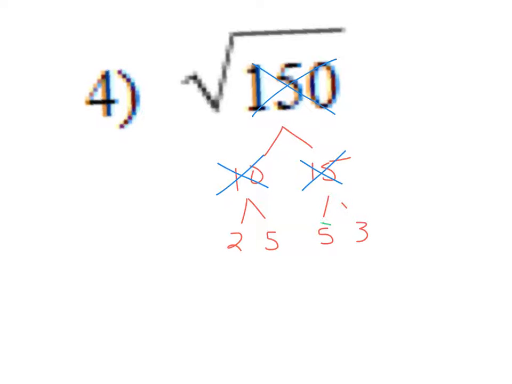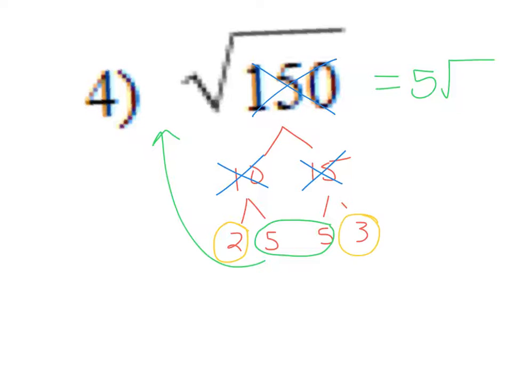So now I'm looking at this. The 5s pair up and move to the outside. Okay, so I have a 5 on the outside. Now on the inside, I still have a 2 and a 3 left. Since they didn't have buddies, they don't get out. So 2 times 3 is 6, and I have a 6 left on the inside. So my answer is 5 root 6.